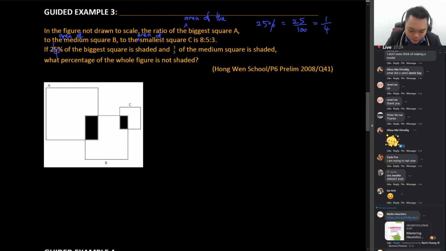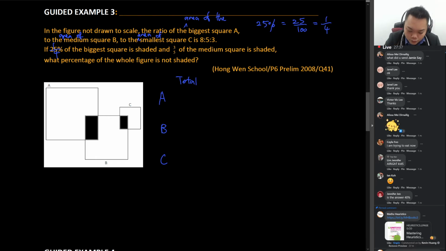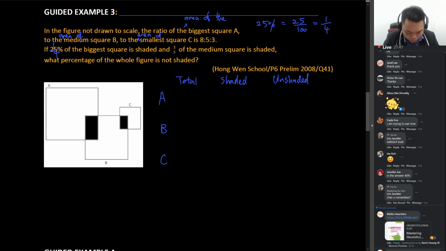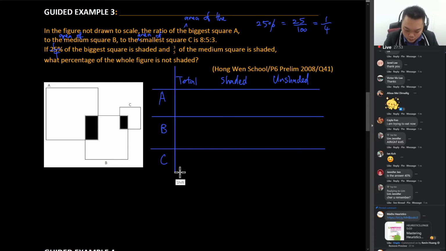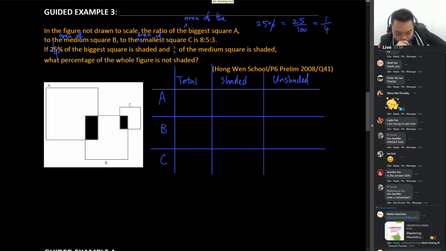Okay, so here, there's a lot of ways you can represent this problem, but this is what I would recommend because you would be able to see everything at one glance. You'll be able to retrieve all the information that you need at one glance. You want to organize them like this: total, shaded, and unshaded. So you all draw this out first.